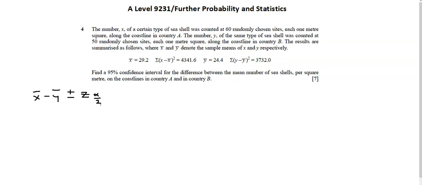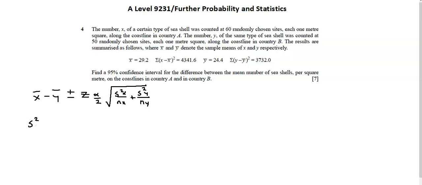We'll see how that notation indicates how we work with the confidence interval in our requirement, times the square root of the variance for x over the number for x, the sample size, plus the ratio of the variance for y over the sample size for y. We'll begin by calculating the variance for x, the variance for y. The variance formula is in the MF19.